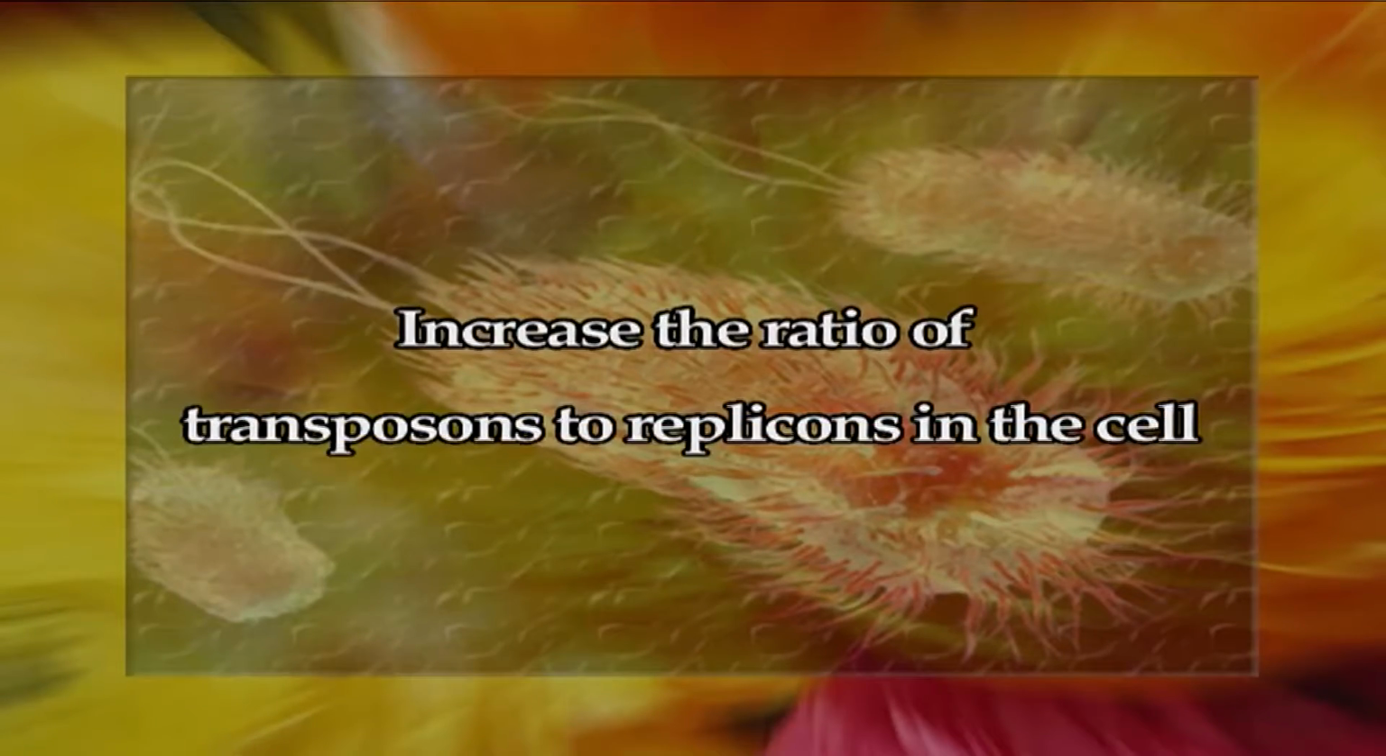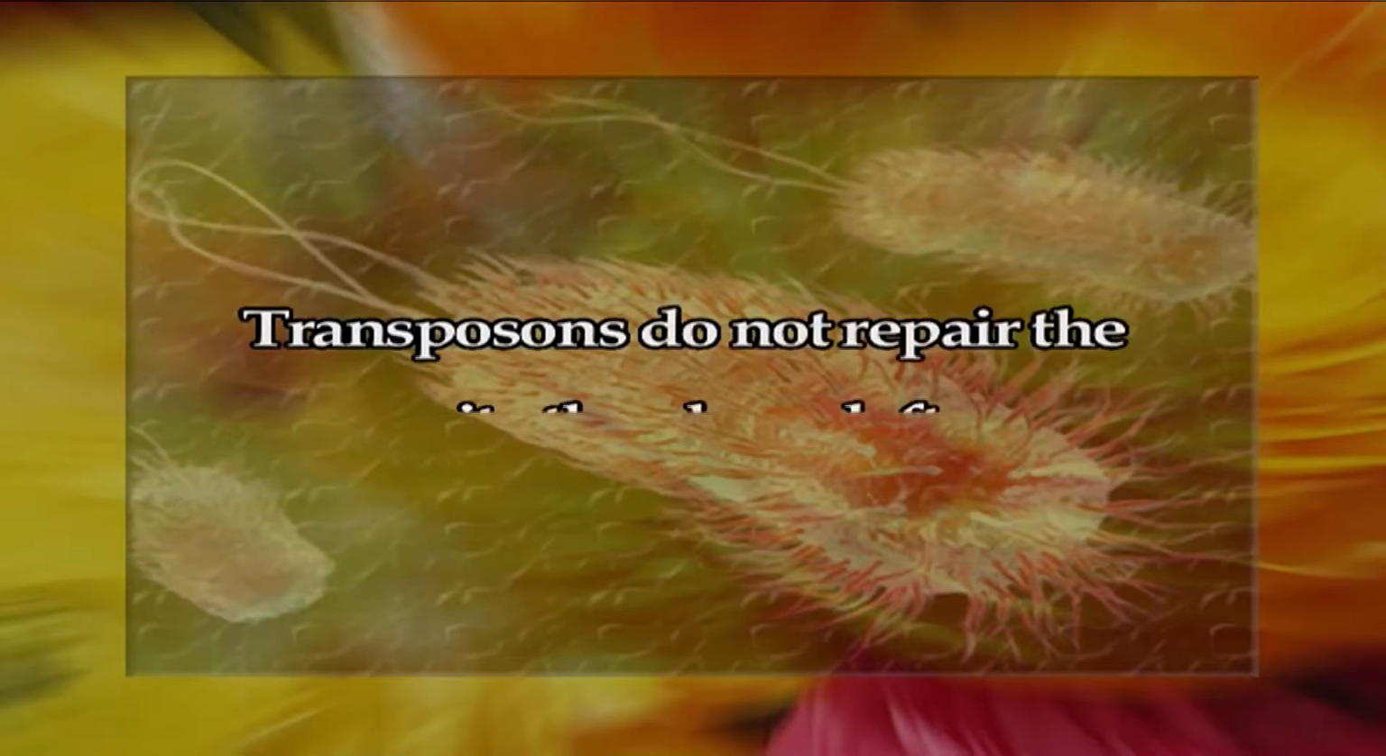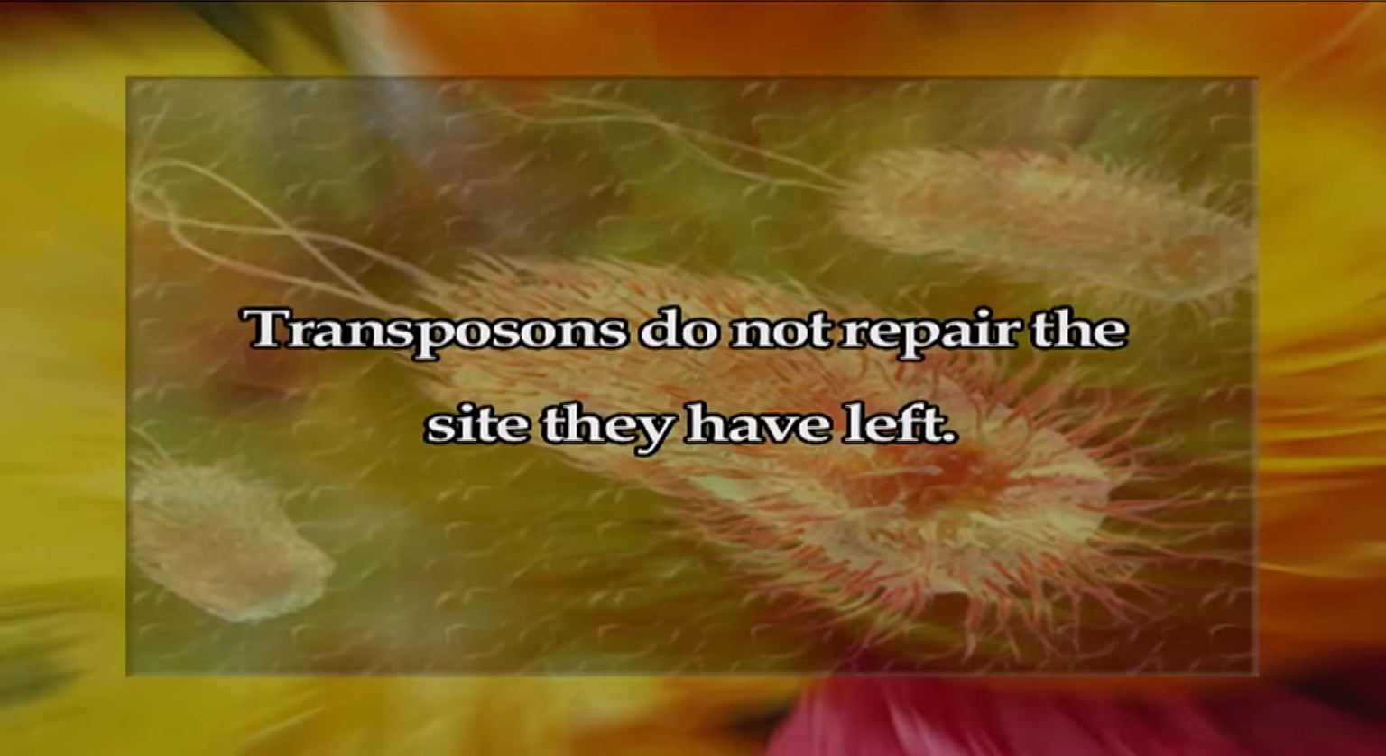Most elements try to transpose soon after DNA replication, because there is then the highest probability that the cell actually contains another replicon. One thing that is noteworthy is that while conservative transposition does not increase the element's copy number in the cell, it does increase the ratio of transposons to replicons in the cell. This might actually be the reason that transposons do not repair the site they have left.